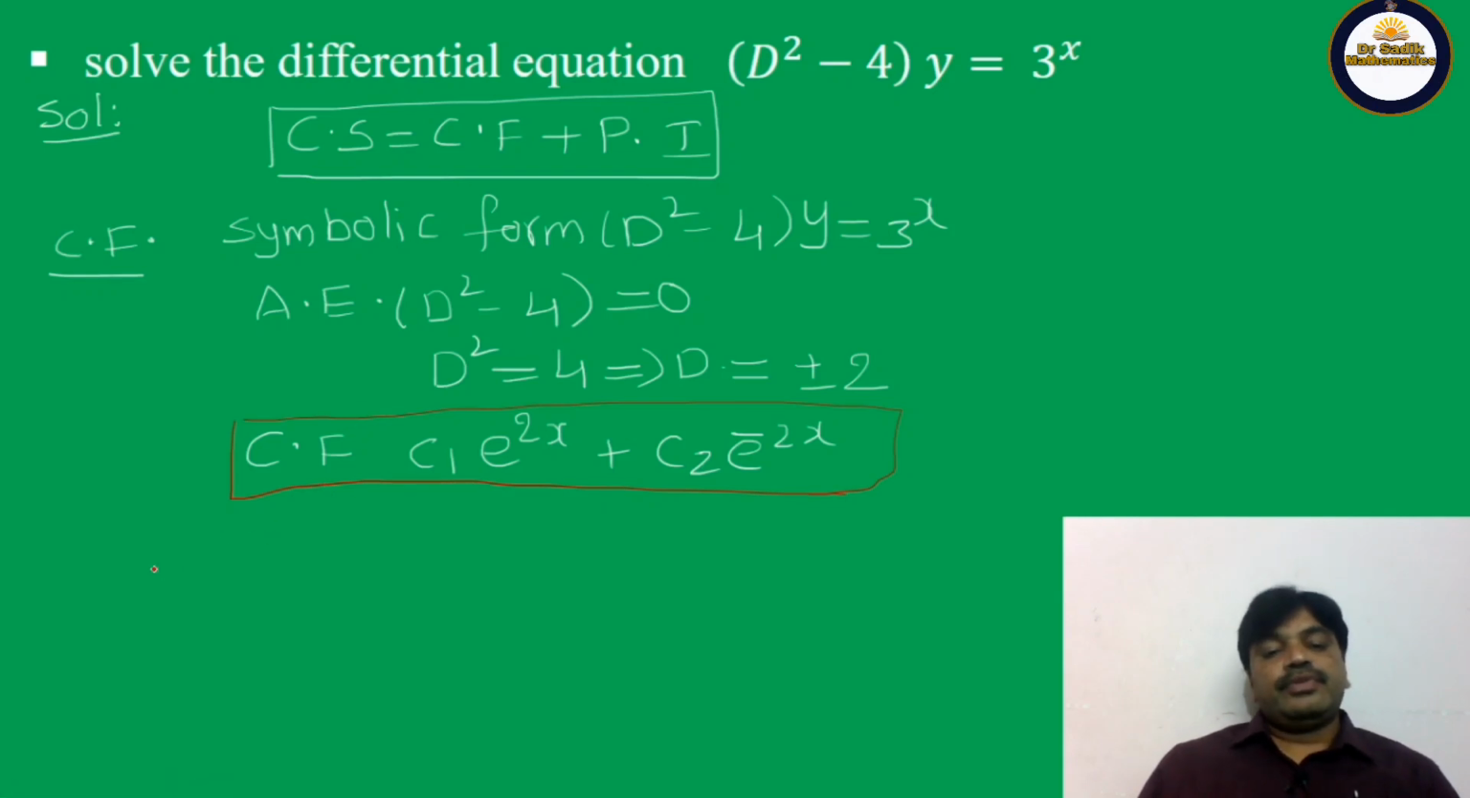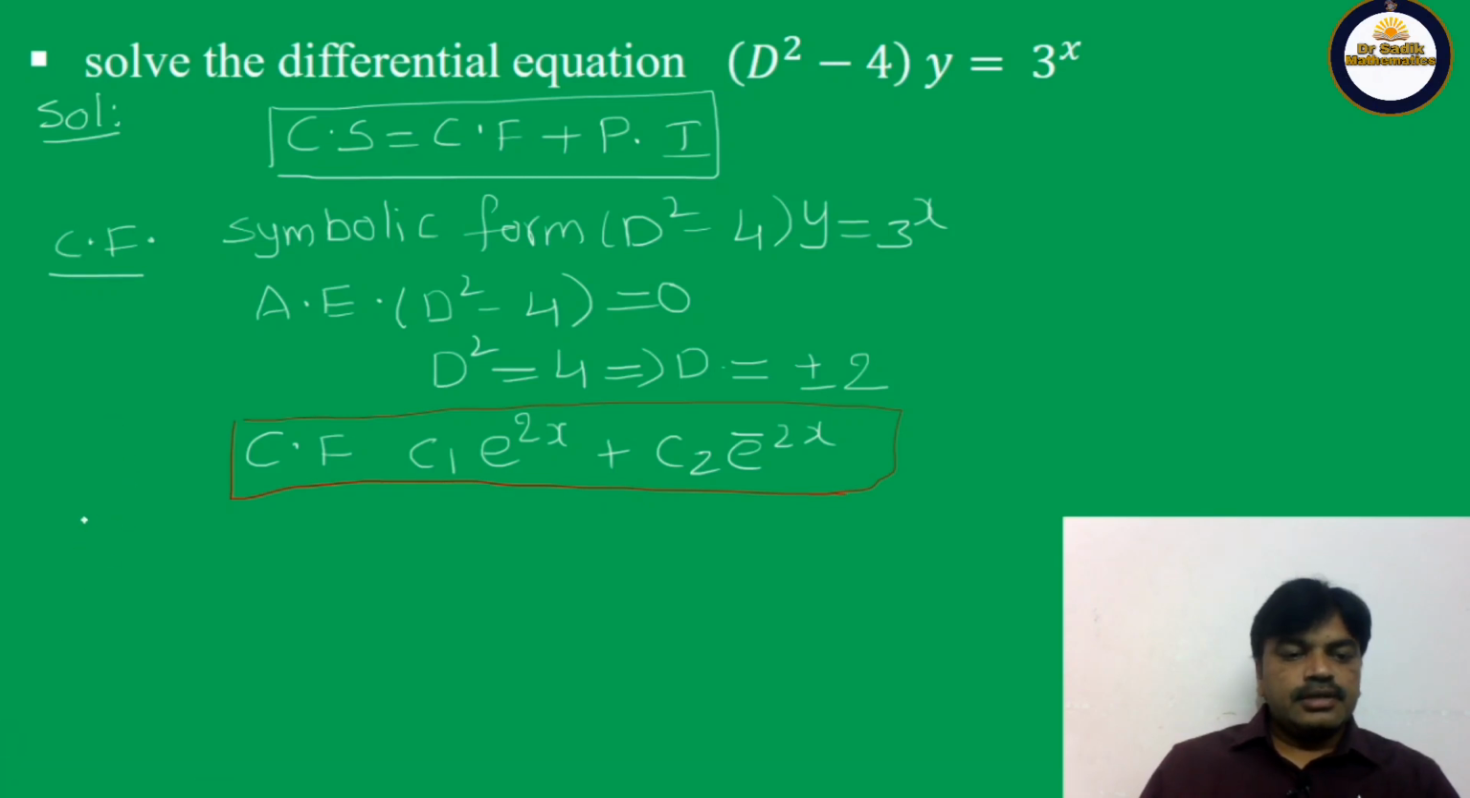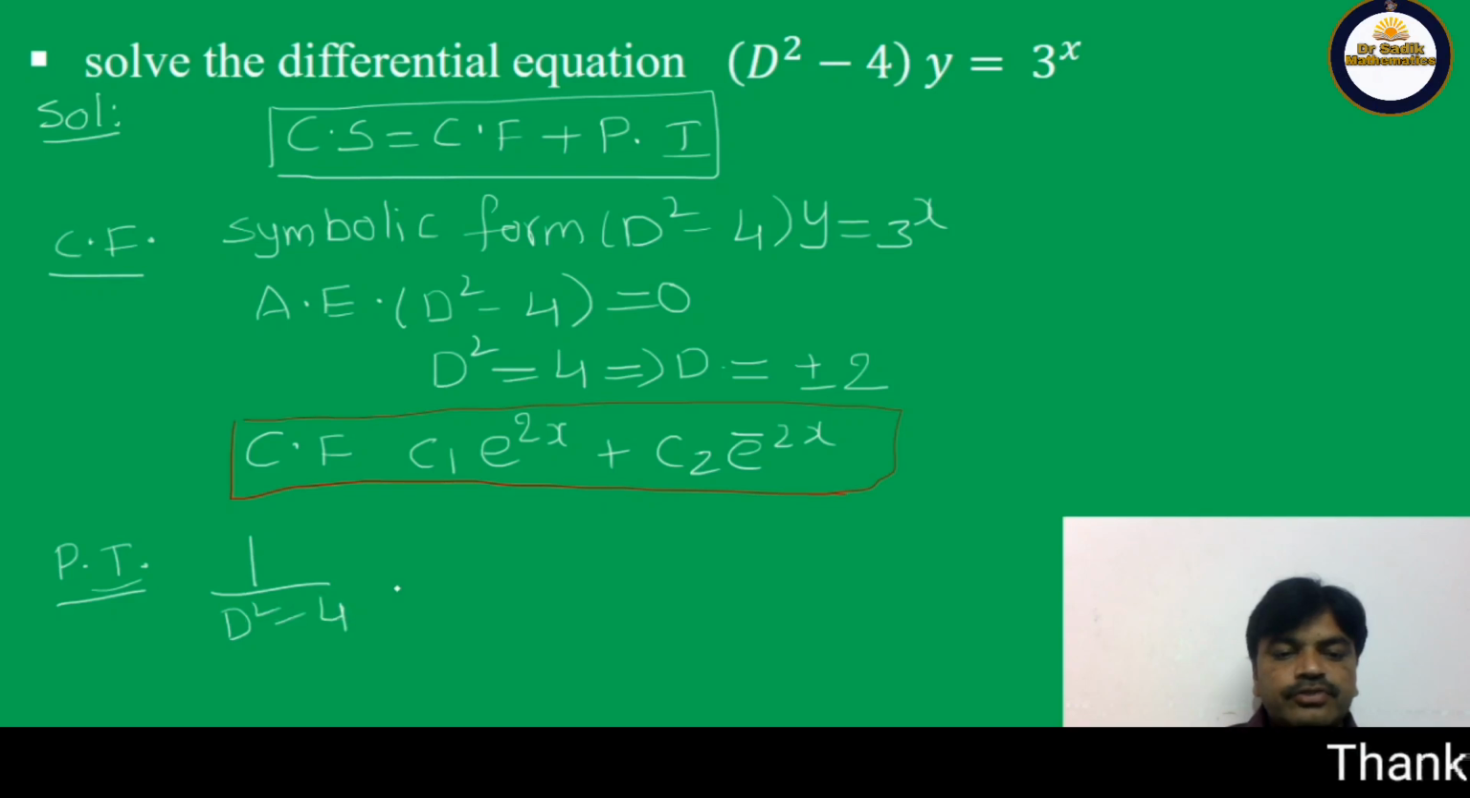Friends, and then what is the next step? Put the subheading particular integral. So what is the particular integral here? 1 by (D square minus 4) into 3 power x.